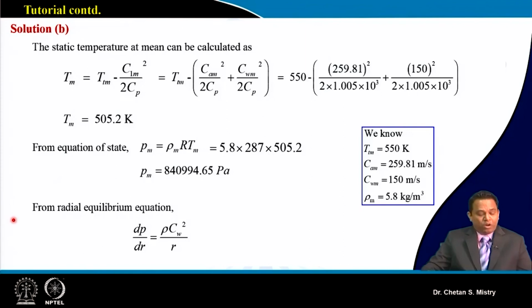Now in order to calculate the variation of my static pressure at the tip, mean or maybe hub, we can use our radial equilibrium equation. It says dP by dr is given by rho Cw square by r.